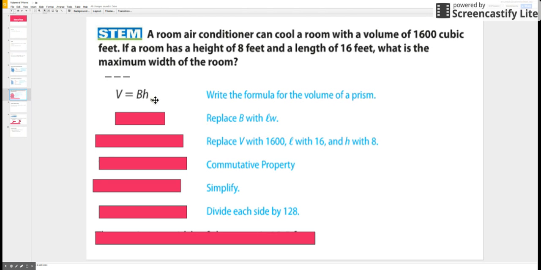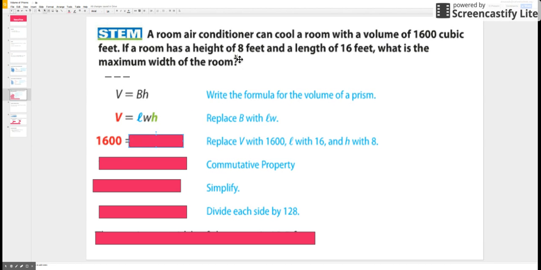Volume is equal to the area of your base times your height. Okay, so let's replace this area of our base, right? The formula would be length times width and then times height. Okay, so we're told that its volume is 1,600 cubic feet. So we are given our volume. Let's replace V with 1,600, okay?